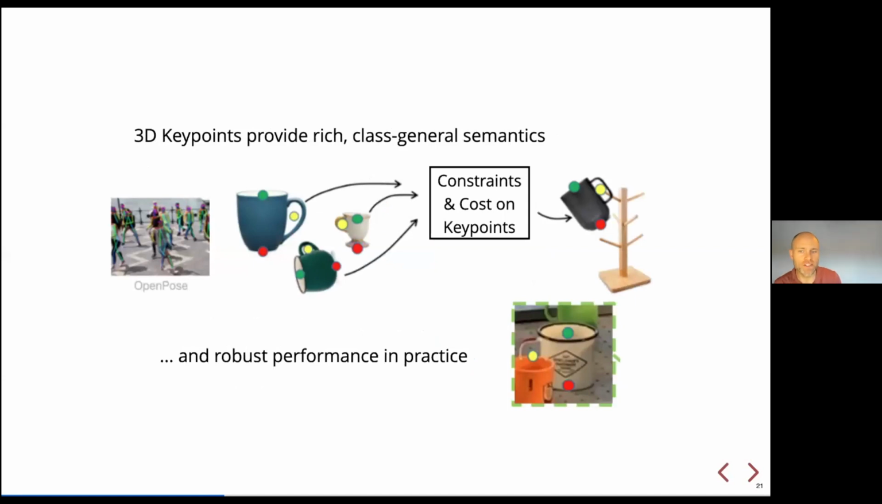So key points are this great thing from computer vision. It started with OpenPose, but there's lots and lots of good work in key point detection, and they happen to snap right into all the classical things we've been doing with kinematic planning for robots.